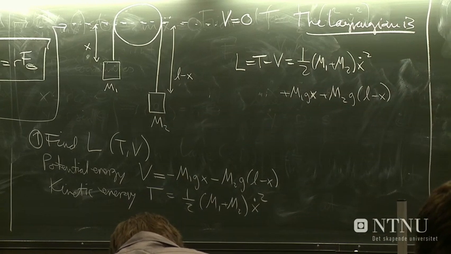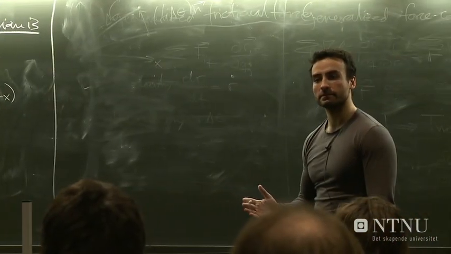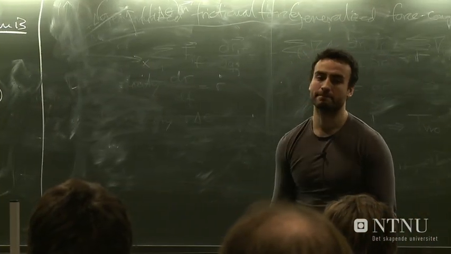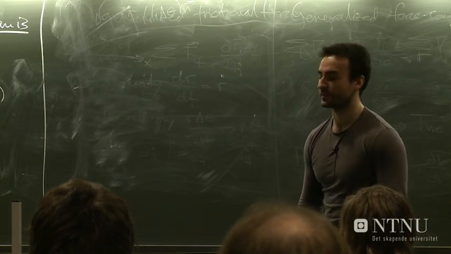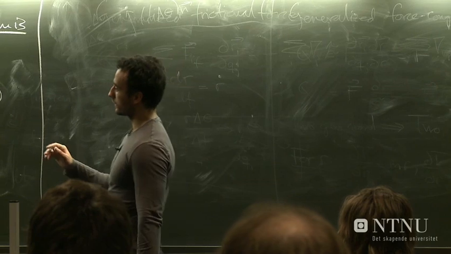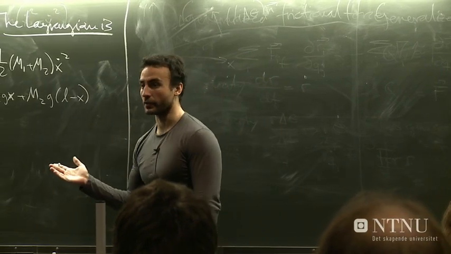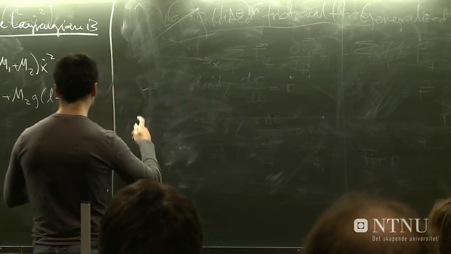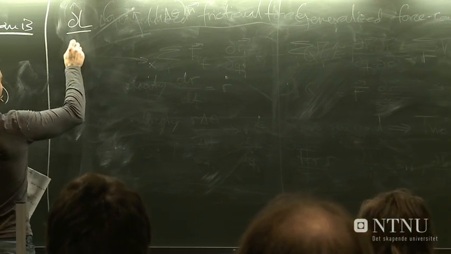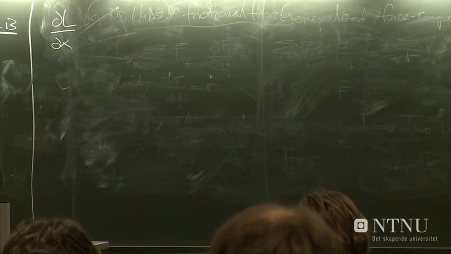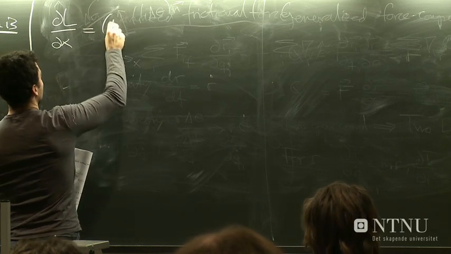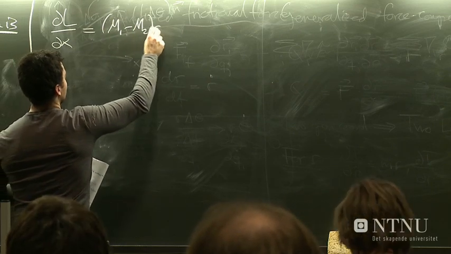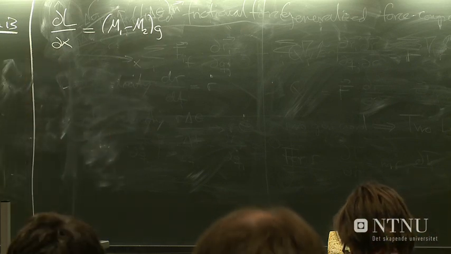Okay, what would you do next? You have the Lagrangian, and then? Start deriving with respect to x and x dot. Yes. You start deriving with respect to x and x dot. So we have dL/dx, for instance, first. Should be equal to this.